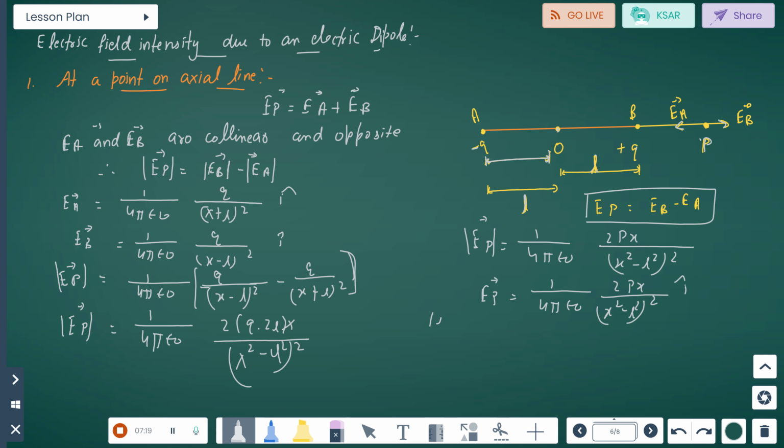Now if we have L less than x, then EP is approximately 2p divided by 4 pi epsilon naught x to the power cube. The direction of electric field intensity at a point on the axial line due to a dipole is always the direction of the dipole moment.